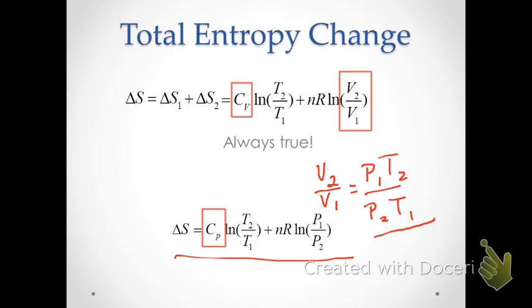It is important to note that in the pressure expression we're using the constant pressure heat capacity instead of the constant volume heat capacity, and that simply comes from the fact that for an ideal gas, Cp is equal to Cv plus nR.